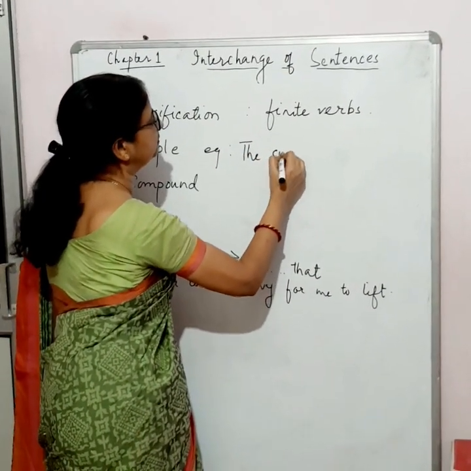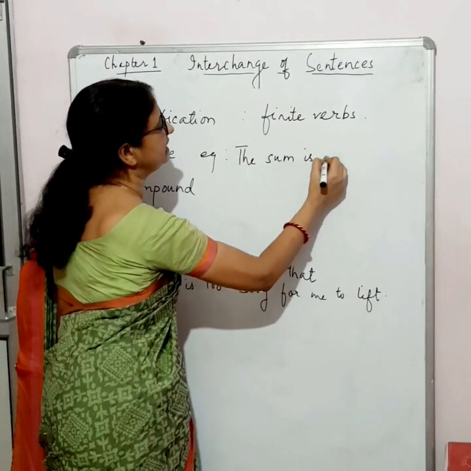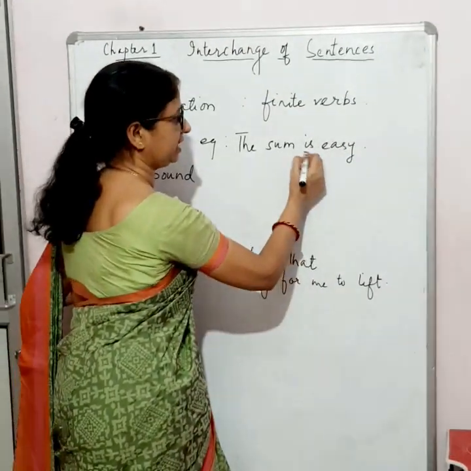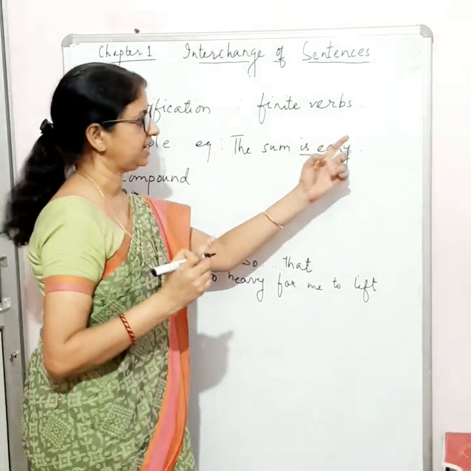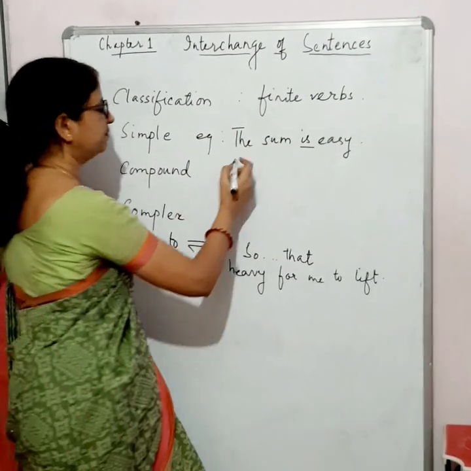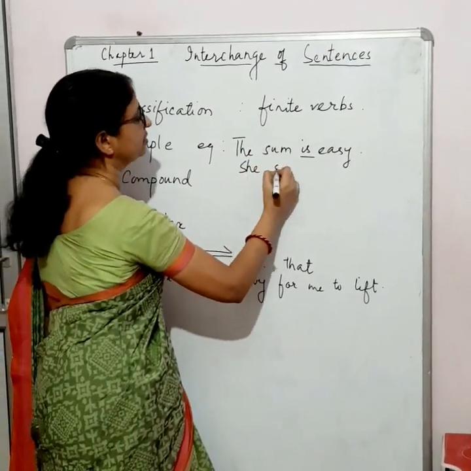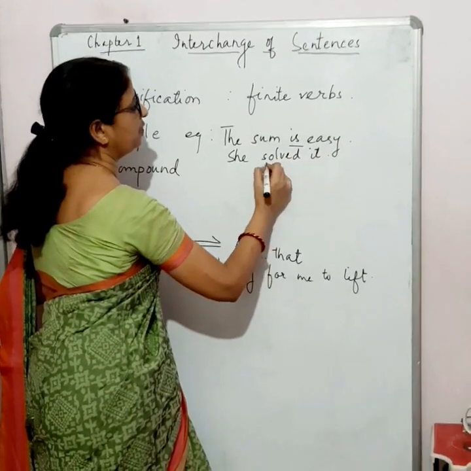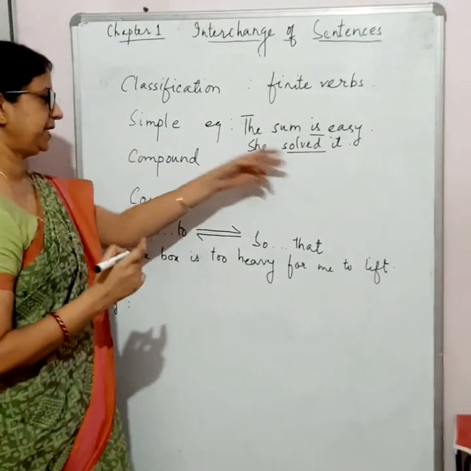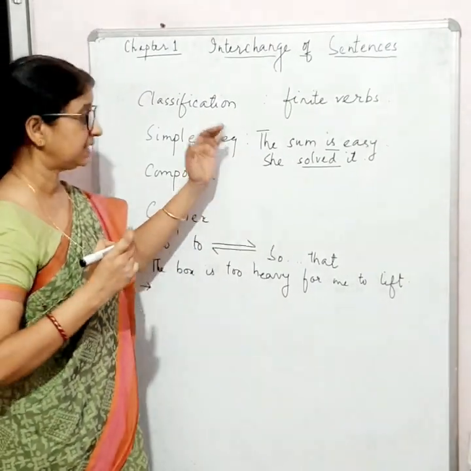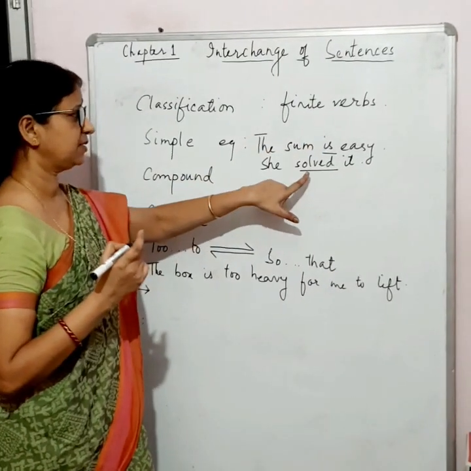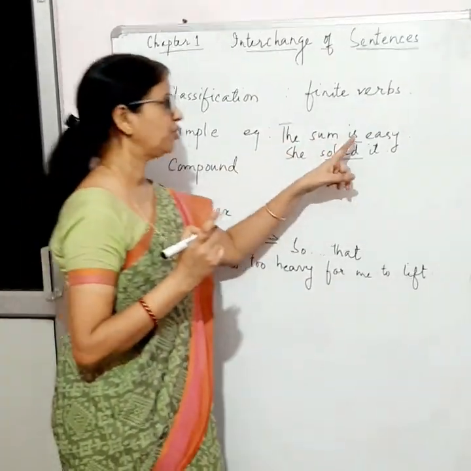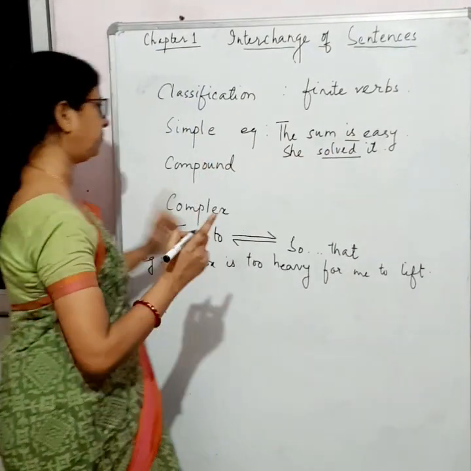The sum is easy. Which is the finite verb? Is. The sum is easy. One finite verb. She solved it. One finite verb, depending on the person and the number. So, is, solved are finite verbs. We have made use of one single finite verb.